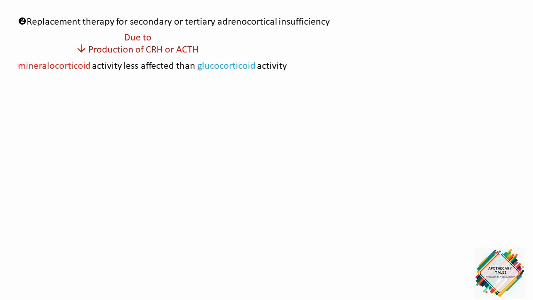Next, it is used in the replacement therapy for the secondary or tertiary adrenocortical insufficiency. These disorders are usually caused by a defect in the CRH production by the hypothalamus or in the ACTH production by the pituitary. Remember, under these conditions, the synthesis of the mineralocorticoids in the adrenal cortex is less impaired than that of the glucocorticoids. So we're trying to give hydrocortisone for these deficiencies.